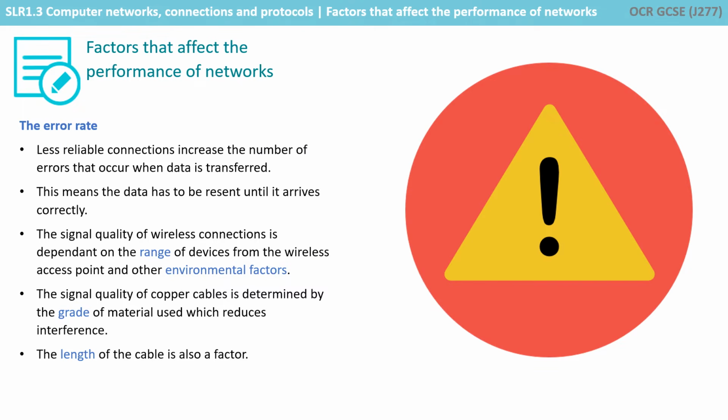Another factor is the error rate. Less reliable connections increase the number of errors that occur when data is transferred. This means data has to be resent until it arrives correctly. The signal quality of wireless is dependent on the range of the device from the wireless access point and other environmental factors. The signal quality on copper cables is determined by the grade of material used, which reduces interference, and the length of the cable needed.